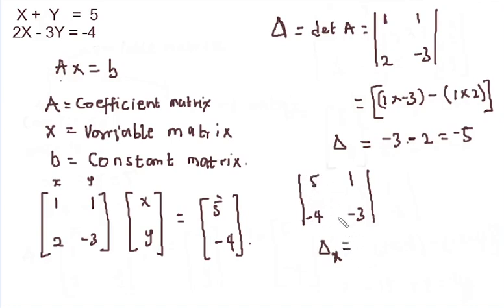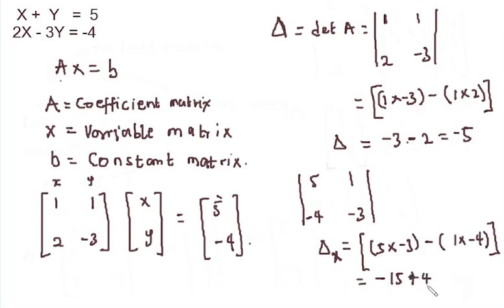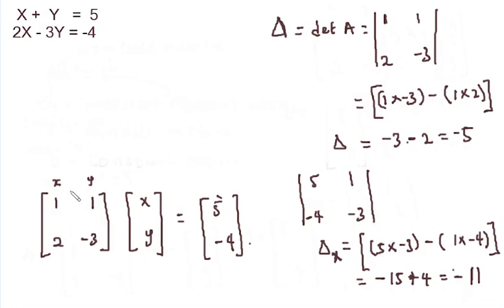Taking the determinant of this matrix, I have 5 times minus 3, minus 1 times minus 4. So 5 times minus 3 is minus 15, and minus 1 times minus 4 gives a plus 4 here. So this is equal to minus 11. We've replaced the X column.